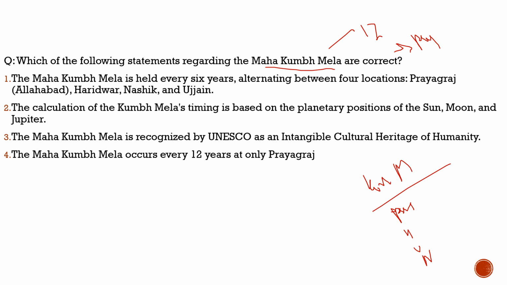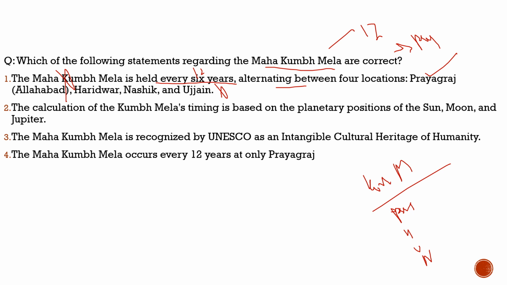Here the first question says, which of the following statements regarding the Maha Kumbh Mela are correct? First statement: the Maha Kumbh Mela is held every 6 years, alternating between four locations: Prayagraj, Haridwar, Nasik, Ujjain. Totally incorrect. It is held after every 12 years. There is no alternating locations. It's only held at Prayagraj. So this statement is totally incorrect.